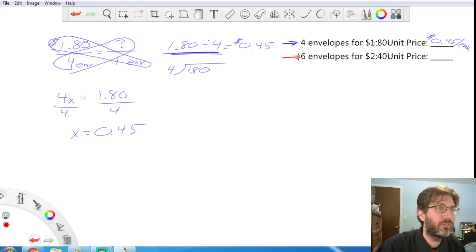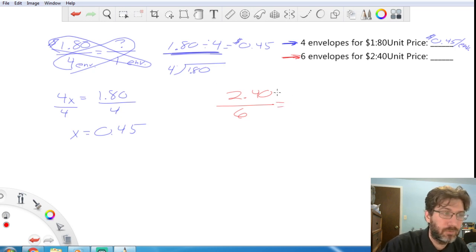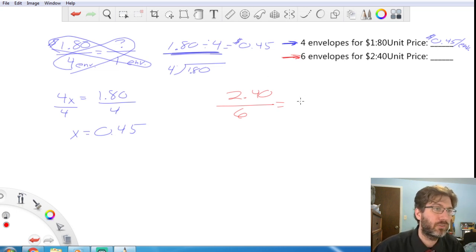So let's use red for this one. It's just division. Again, I want to compare price, so I put price on top. 240 divided by 6. What is 240 divided by 6? 2.40 divided by 6 gives you 40 cents. So your unit price is 40 cents per envelope.